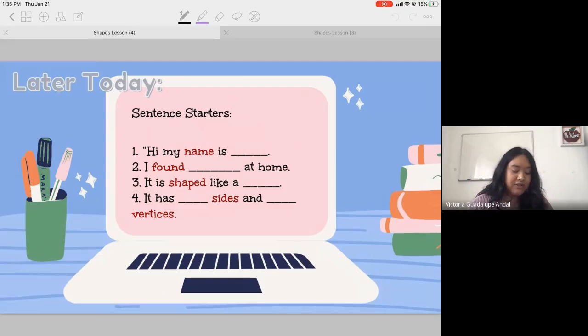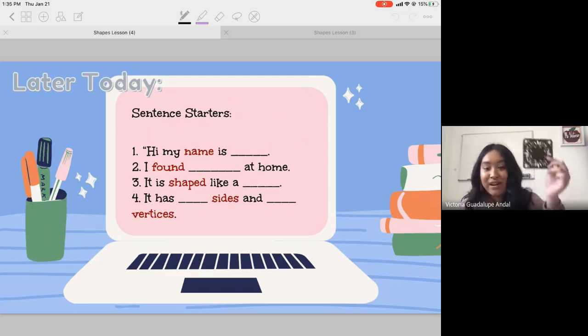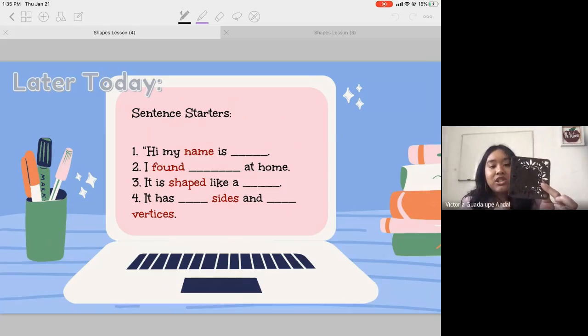If you are stuck, don't worry. I have a sentence starter here that will help you. For example, this is something that I would say. Hi, my name is Miss Victoria. I found a coaster that I use for my cups at home. It is shaped like a square. It has 1, 2, 3, 4 sides, and it has 1, 2, 3, 4 vertices. This is my shape. So that's all you're going to say.